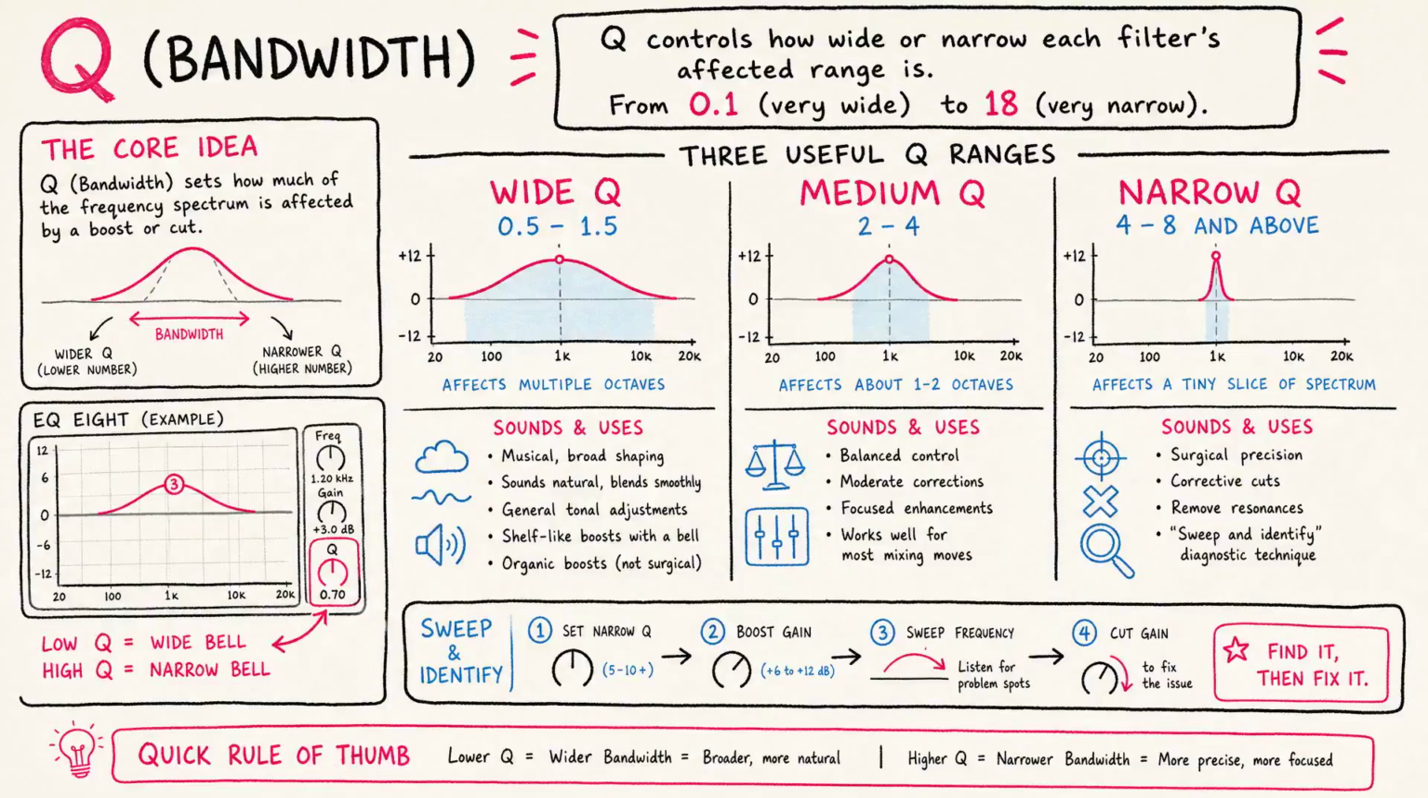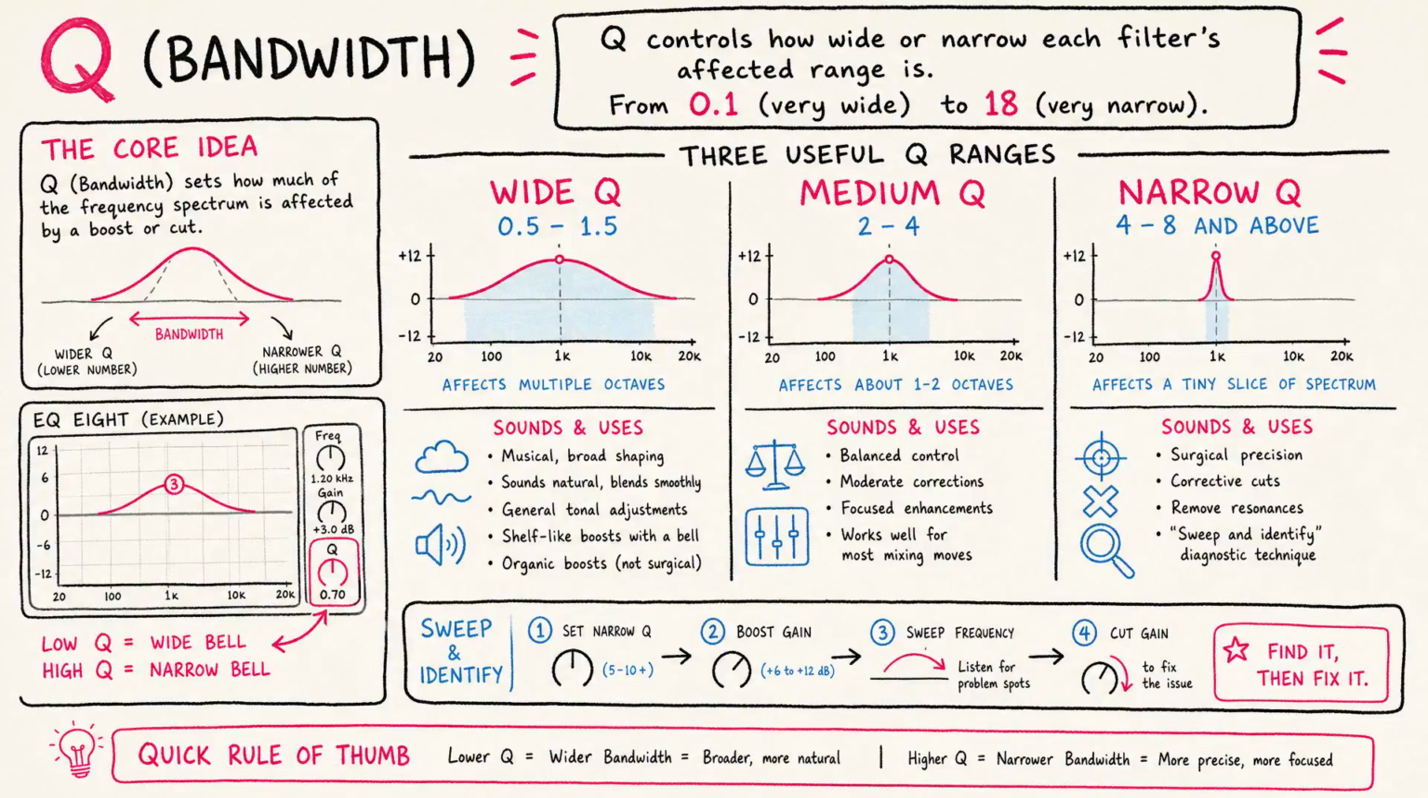This range works well for most mixing moves. Narrow Q from 4 to 8 and above is surgical precision for targeting specific problems without affecting surrounding frequencies. Use narrow Q for corrective cuts, removing resonances, and the sweep and identify diagnostic technique.